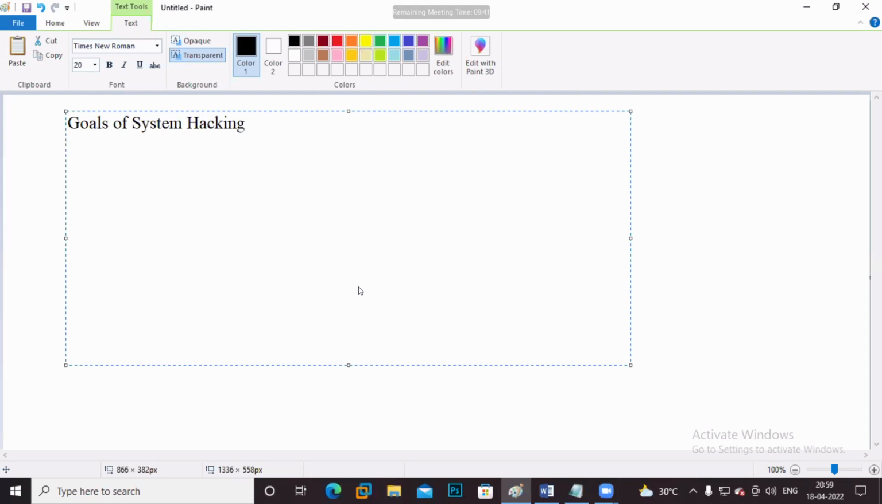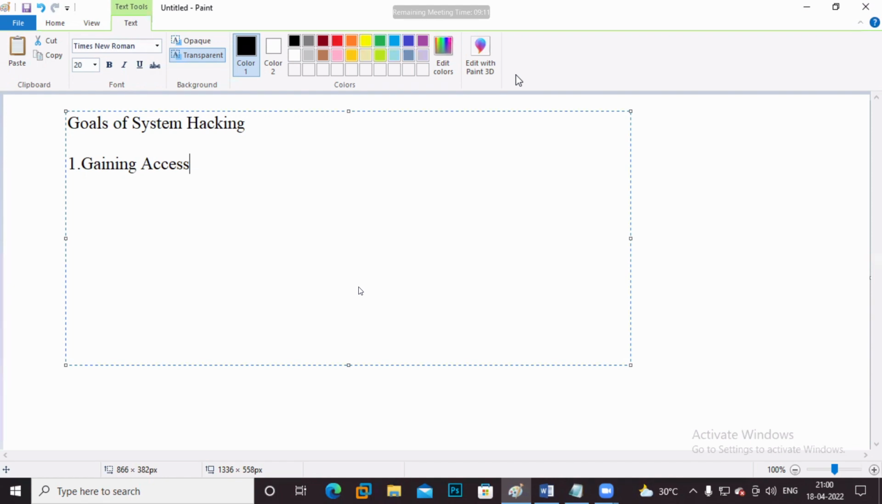Okay, so once again, goals of system hacking. First of all, the first objective is gaining access. So what is meant by gaining access here? Accessing the whole computer or some kind of authority is known as gaining access.